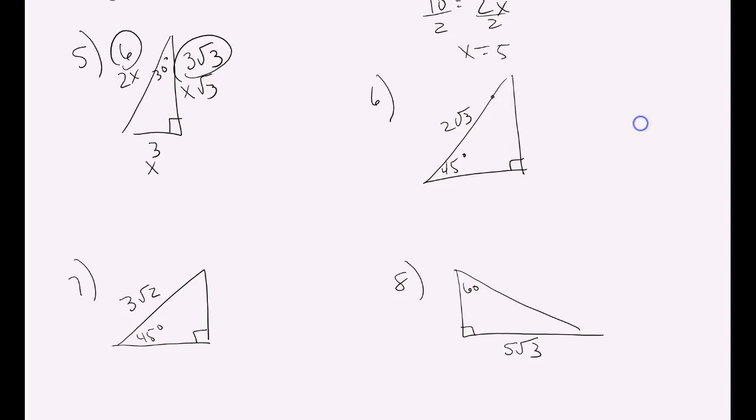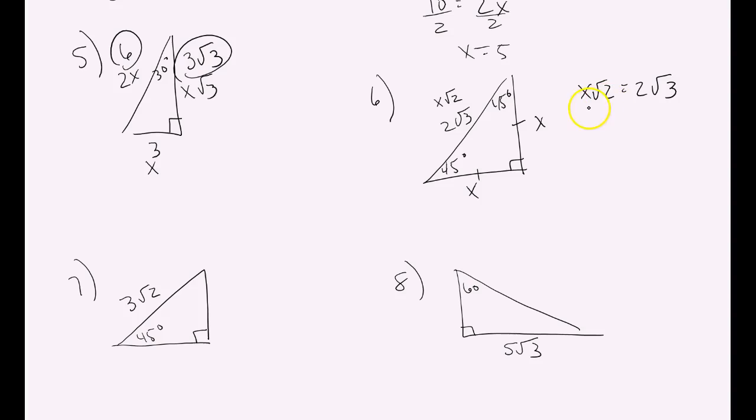Number 6, it's a 45, 45, 90. The part of the picture they gave me looks like the hypotenuse, so it's supposed to be an x root 2. Well, since that looks nothing like x root 2, I'm going to set them equal to each other and try to figure out what in the world x is. So how do I solve for x?